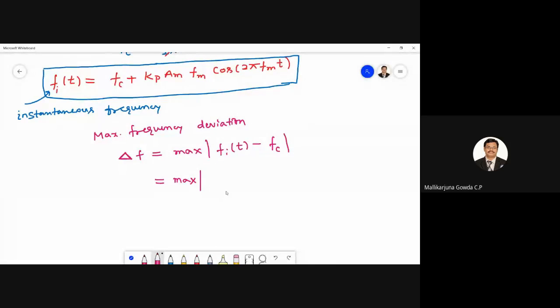Mute now. Yeah, see, minus fc plus fc will get cancelled. What is left out?